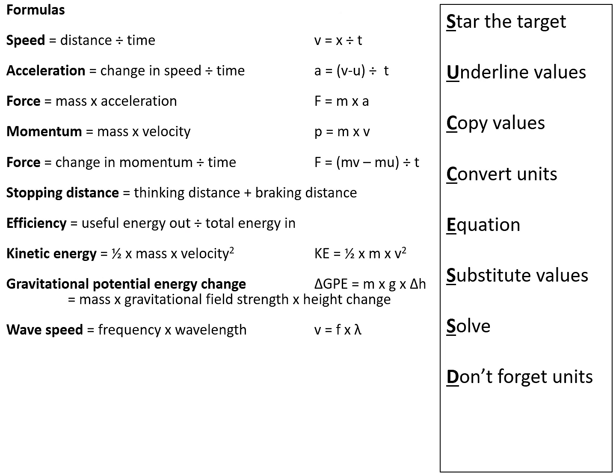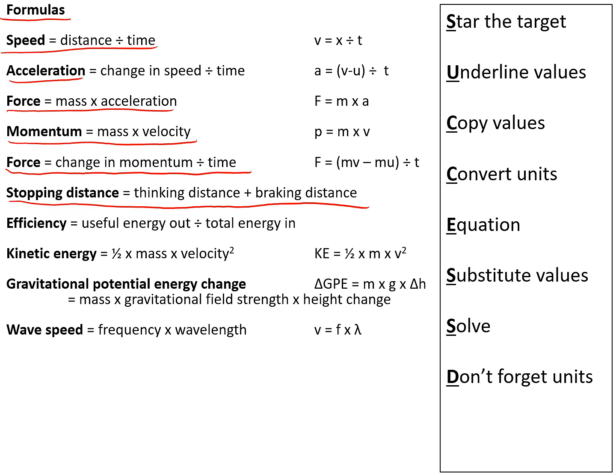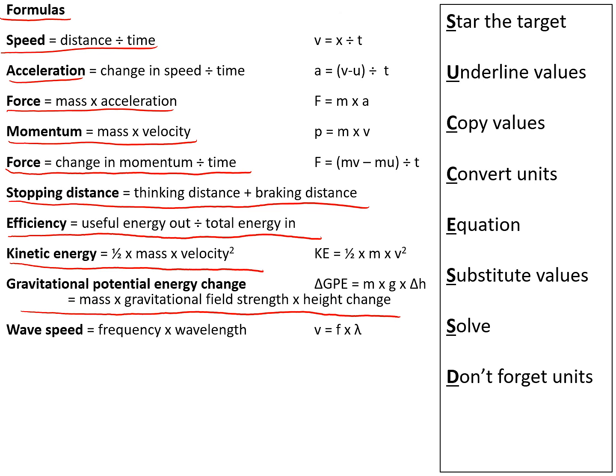closely in contact. And finally, to remind you of the formulas you need to memorize for this test. So speed equals distance divided by time, acceleration equals change in speed divided by time, force equals mass times acceleration, momentum equals mass times velocity, force also equals change in momentum divided by time, stopping distance equals thinking distance plus braking distance, efficiency equals useful energy out divided by total energy in, kinetic energy equals half times mass times velocity squared. The change in gravitational potential energy equals mass times gravitational field strength times height change. And wave speed equals frequency times wavelength.